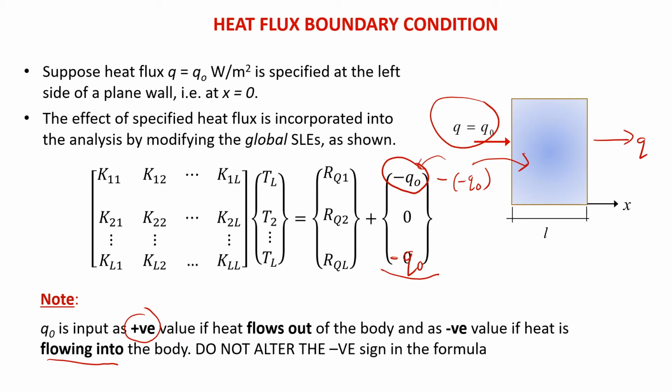And consider the heat flux on the right side flows out from the system. Therefore, in our matrix, the equation will be negative Q naught. This negative shown in this equation is part of the formula. Therefore, do not alter the negative sign in the formula.